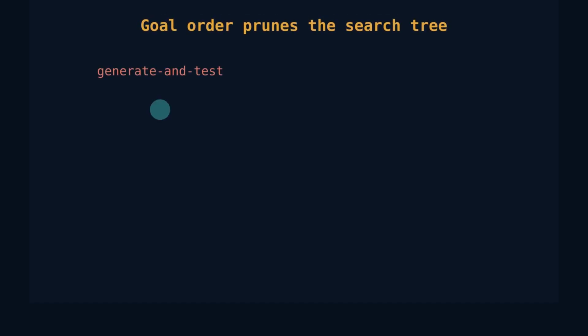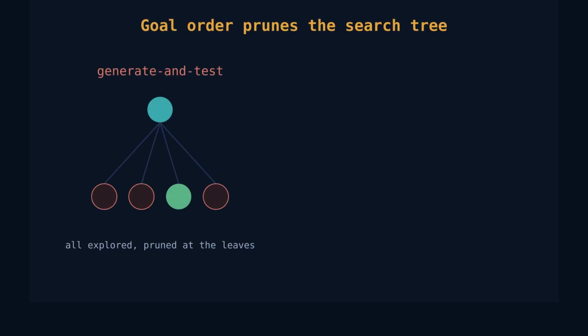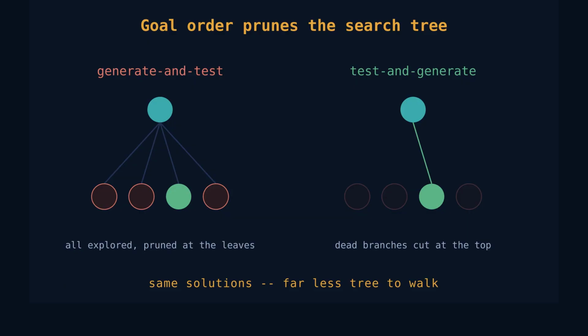Let us picture goal order as shaping the search tree. The generate and test pattern builds a wide tree of candidates and only prunes at the leaves, where the test finally runs. Each candidate is fully explored before it is rejected. Move the test to the front, test and generate, and the tree is pruned at the top. Impossible branches are cut before Prolog ever descends into them. The set of solutions at the bottom is identical, but the amount of tree you walk to reach them collapses. Reordering goals does not change what is true, it changes how much of the search you actually pay for.